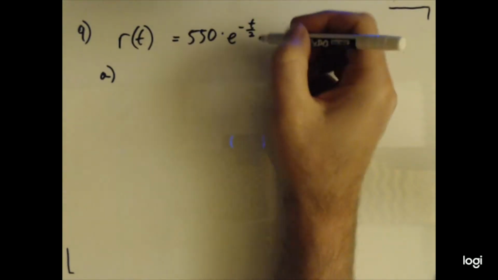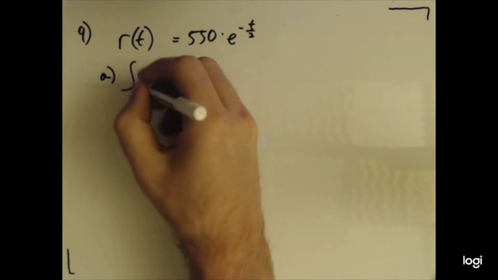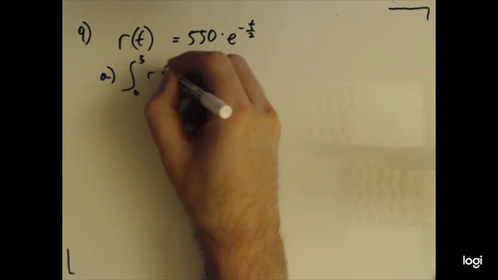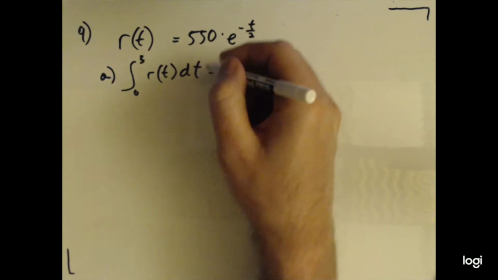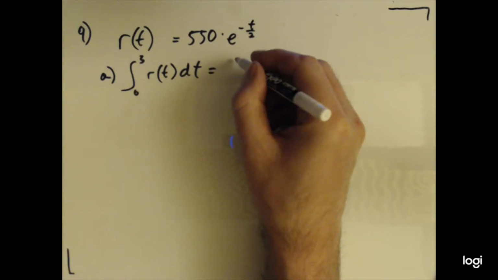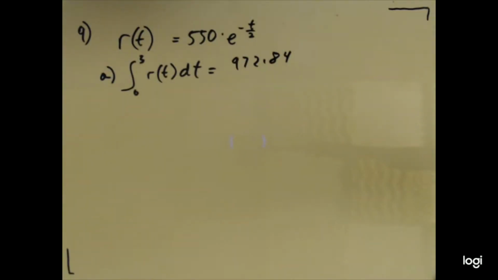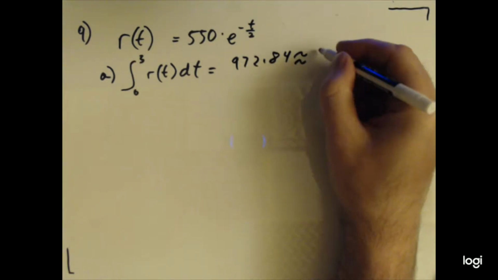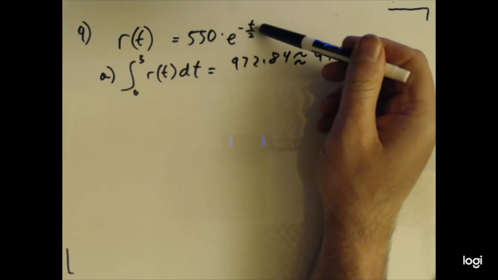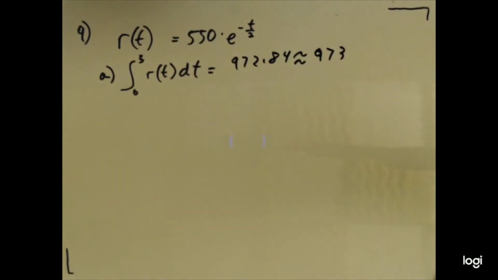So, remember that this is a rate of ticket sales per hour. So to get the number of ticket sales, we integrate from 0 to 3 of R of t dt. You can do this on your calculator, so we're not going to go through the ins and outs of it. So that is 972.84. So you can round that to 973, because remember, this is a rate. It's not an amount of tickets, it's a rate, and so we can integrate directly to get number of tickets.